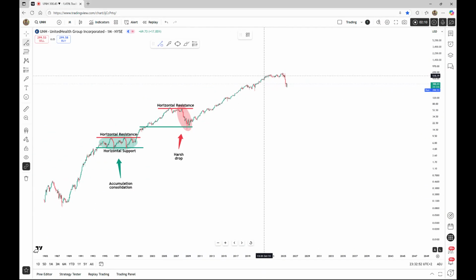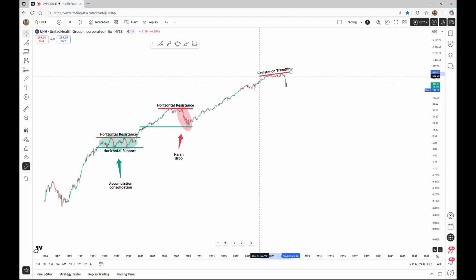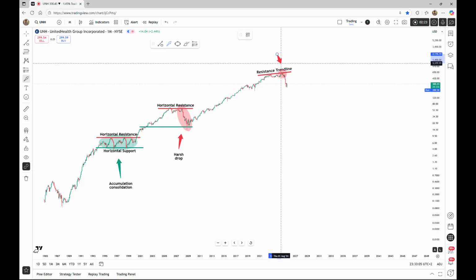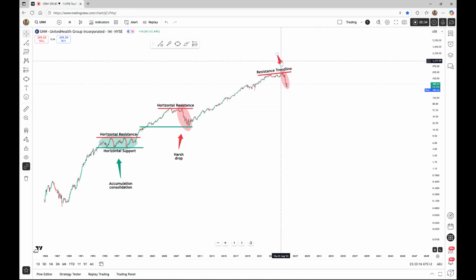This is where things get now very, very interesting. Over the course of the past couple of years, basically, United Health has been retesting a significant upper resistance trend line. Basically always, when United Health retested this trend line, we saw a major rejection away towards the downside. Now, over the course of the past couple of months, United Health was then basically slaughtered. From top to bottom, we saw a correction of minus 60%.